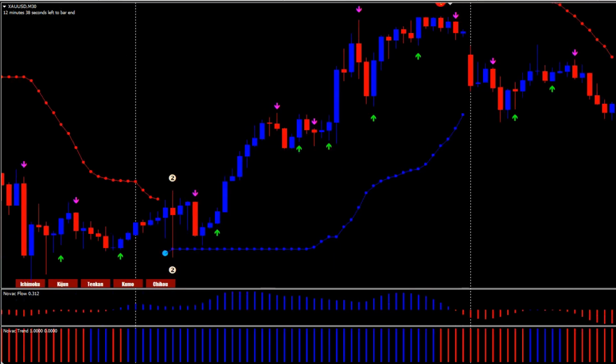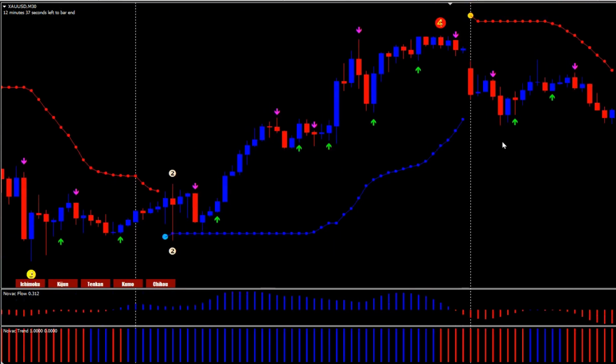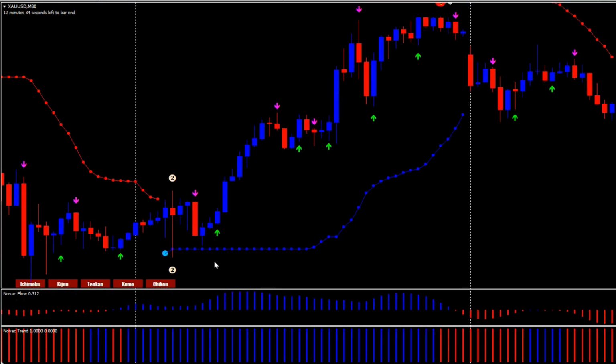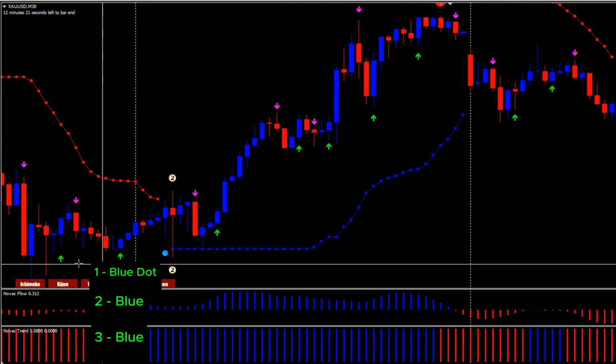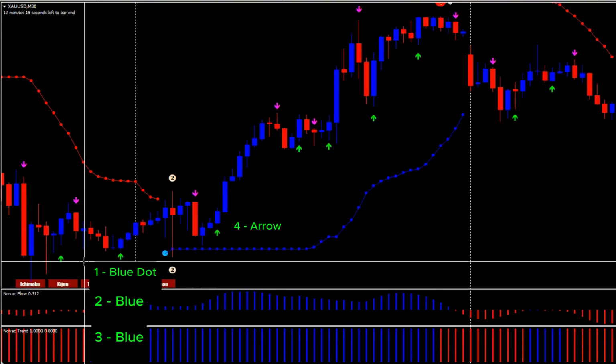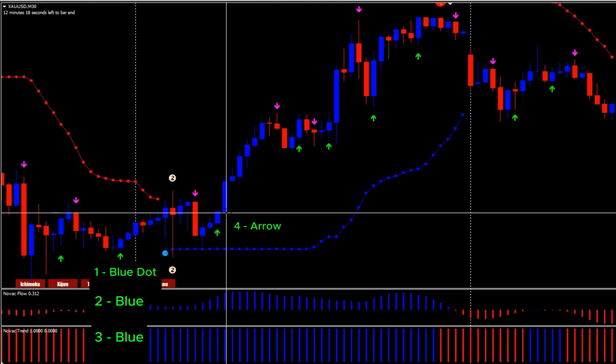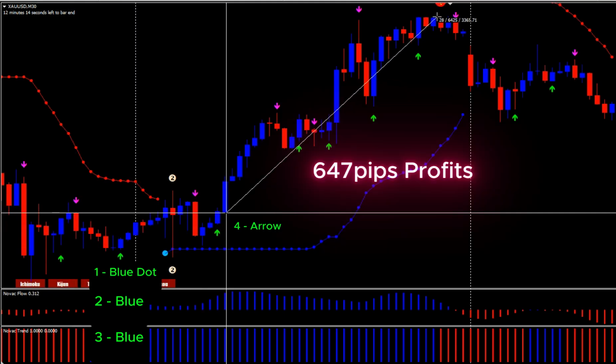Because the SOP is so simple, I'll just go through one last one over here. You can see Novak SOP, blue dot, Novak flow and trend in blue, then you wait for an arrow. You see the arrow, high getting higher, then you do a long position, then it went up to about 647 pip.